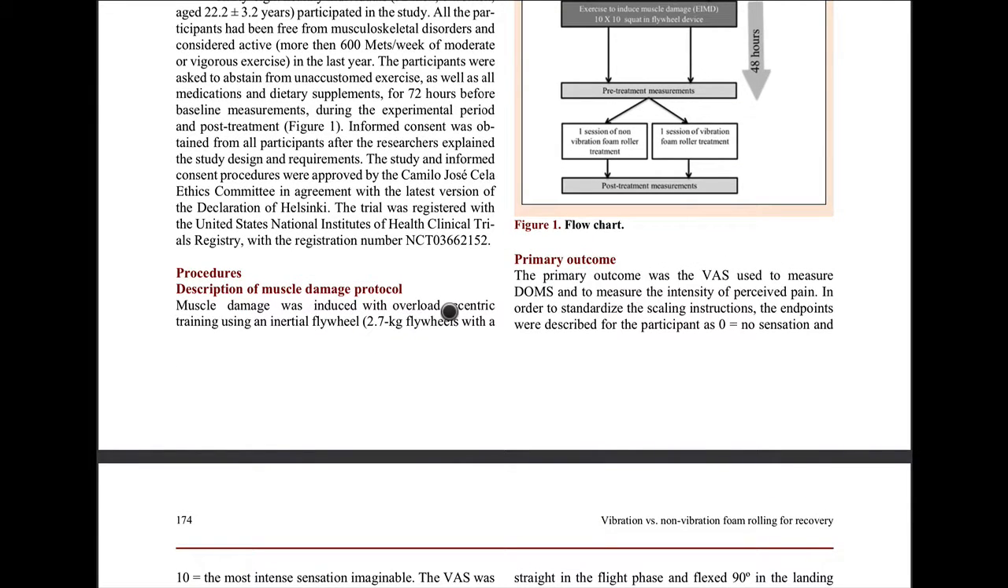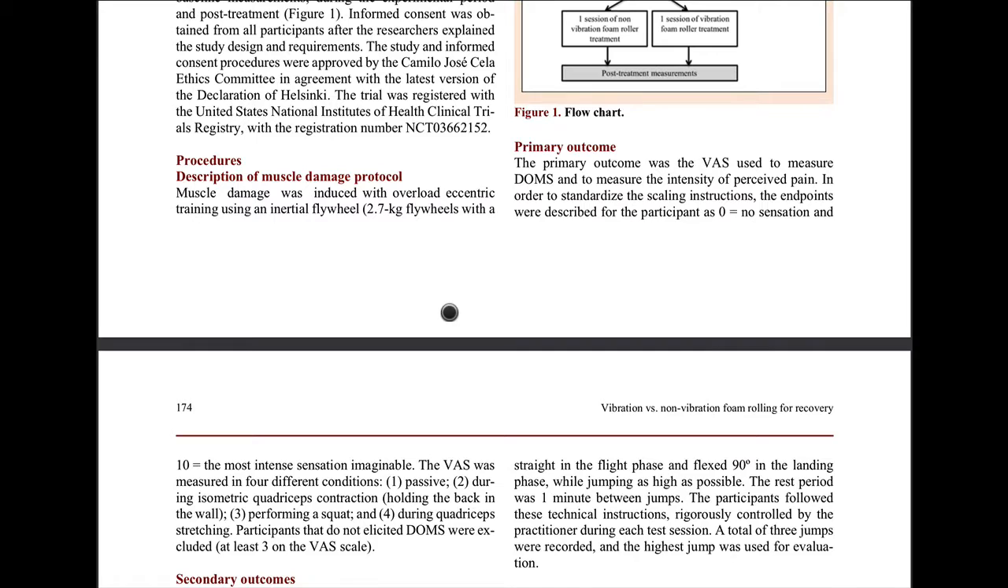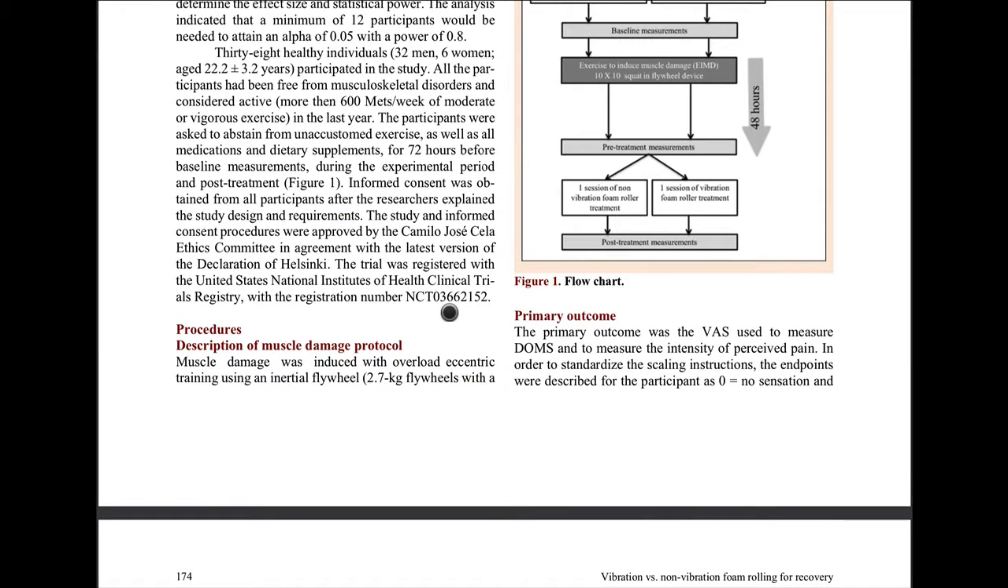They induce the muscle damage with overload eccentric training using an inertial flywheel, which again, we cause them to get delayed onset muscle soreness in this study. And then they looked at recovery in range of motion after this soreness. So again, if you're working your clients very hard, they're reporting a lot of soreness, this study may be of interest to you because it shows how we can recover from that soreness.